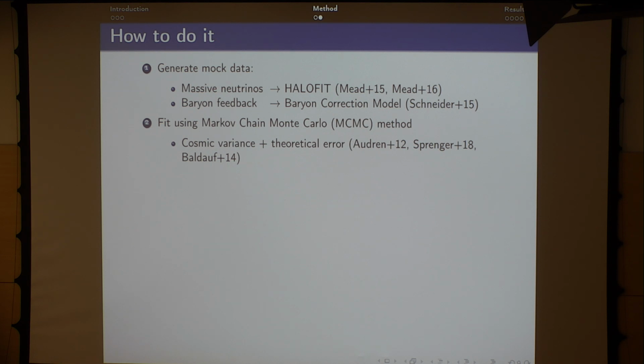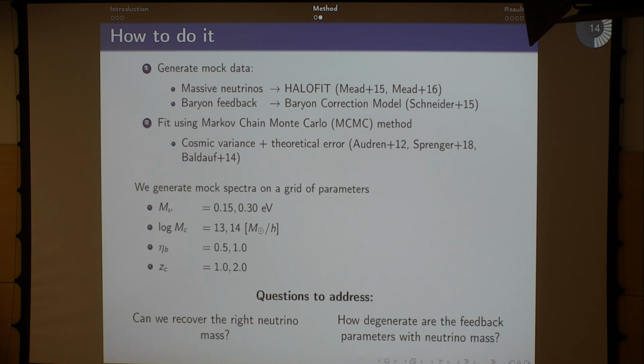And then once I generate those data, I just feed them, and I just want to address two main questions. Can we recover the right neutrino mass, that is the input mass? That is, are we biasing our results by including both baryon feedback and neutrino mass? And how degenerate is the neutrino mass with the parameters of the baryon correction model? So we generate data for these 2 to the 4th parameters. So we have 16 different parameter sets, and we fit them.